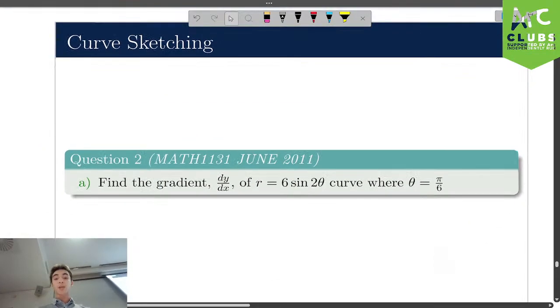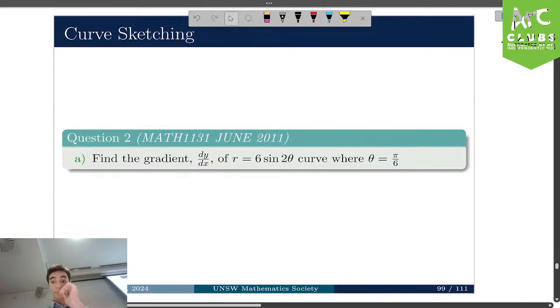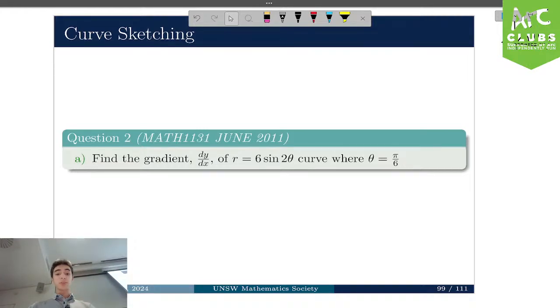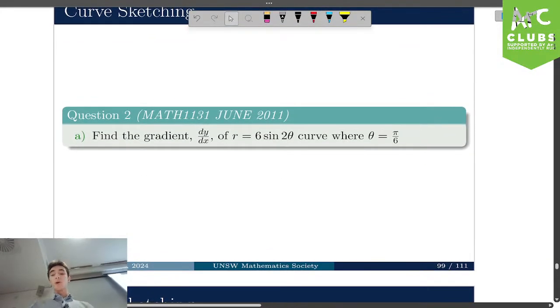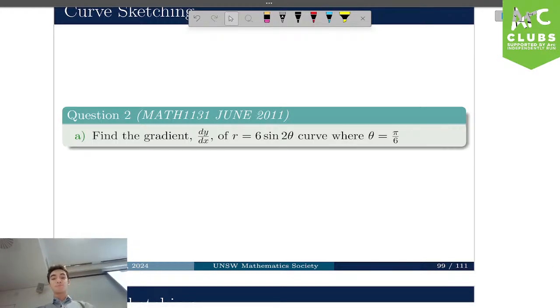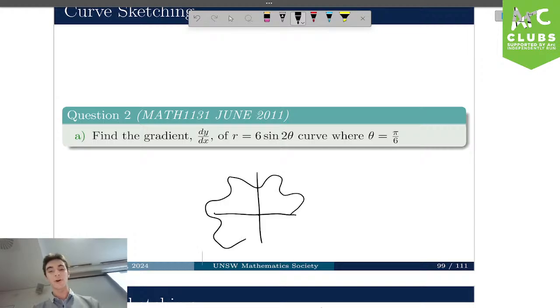All right, now onto an actual question about this. We're asked to find the gradient dy on dx of this curve, defined by r equals 6 sine 2 theta, and we're asked to find the gradient at the point where theta equals pi on 6, right? So when it's written out like this, it's really kind of unclear what the curve is going to look like, right? Because you're going to start at the x-axis, and your r value is going to be going all over the place, and you're going to be rotating, you're going to end up with some flower shape, okay?